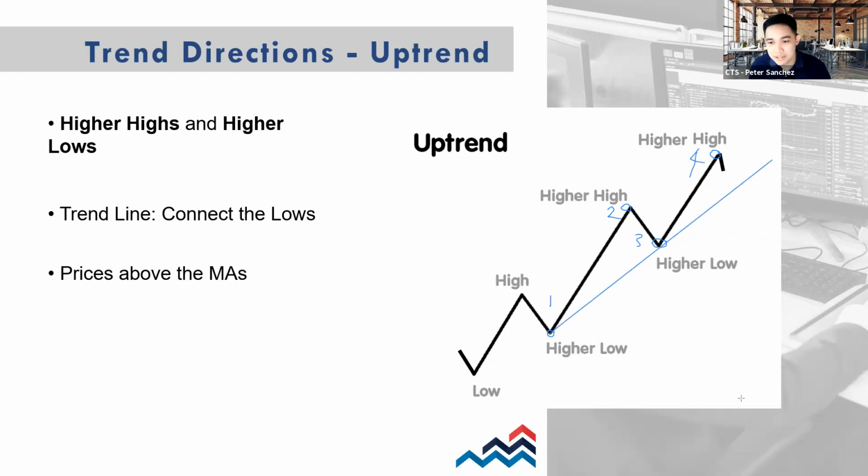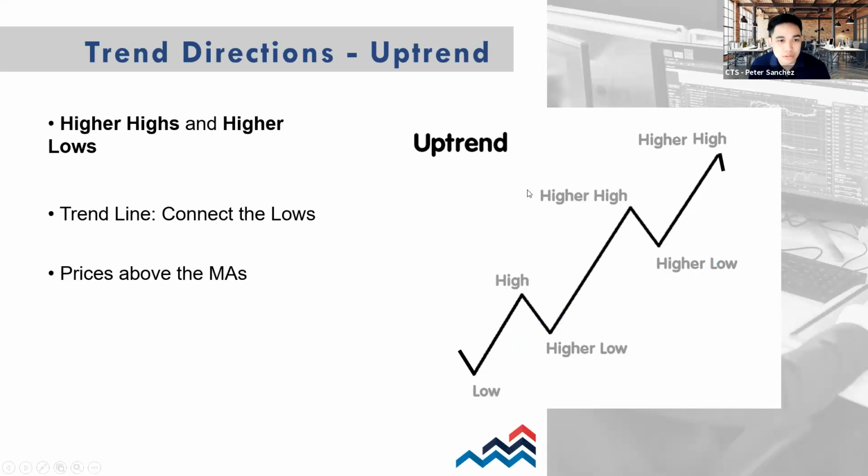Okay. Another way to identify an uptrend is using moving averages. It's also easy, since to say that it's an uptrend, whether these are our EMAs or MAs, price just needs to be above that moving average. Okay?